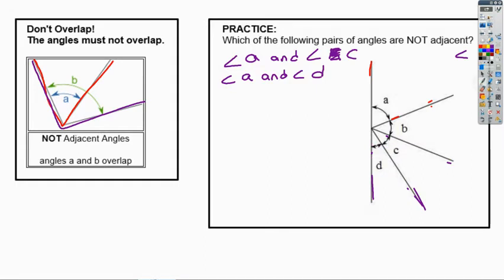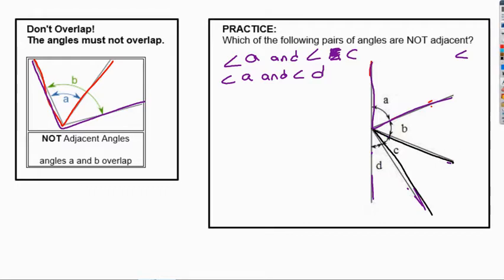So if you remember when we were watching this video, angle A right here, and we were saying angle C right here don't touch. So I made a mistake there. I wrote B. Make sure you say angle A and angle C didn't touch. They weren't adjacent. Angle A and angle D also didn't.